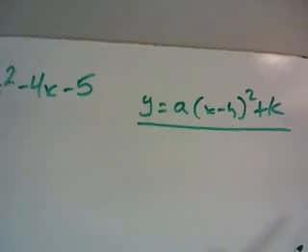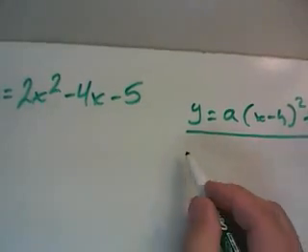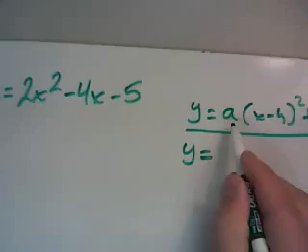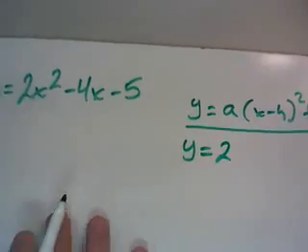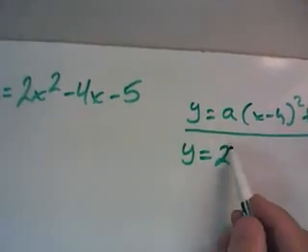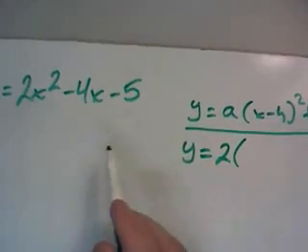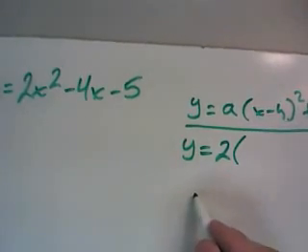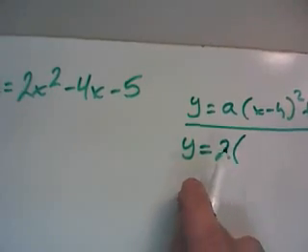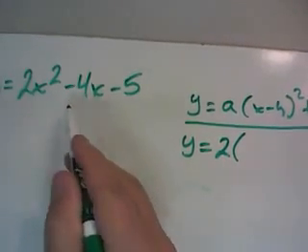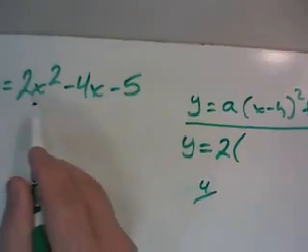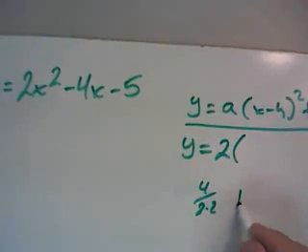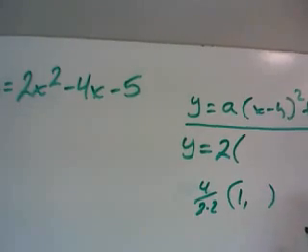The way that we already know how to do this is I can take the a value, and that a value is the same as this a value. So since this a value here is 2, this a value is going to be 2. But then I need to find the vertex. And we know that the vertex is always negative b over 2a. So in this case, negative b is going to be positive 4 over 2 times 2, which is also 4, and 4 over 4 is 1. That's the x-coordinate for the vertex.